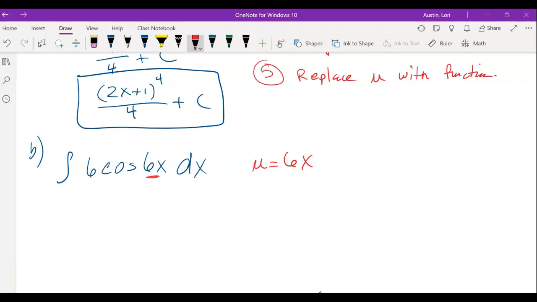Now, real quick, right under that, put down what the derivative of u is with respect to x. So we're going to include that dx. du is what? 6 dx. Now, there's my 6x. Now I need 6 dx. Do you see 6 dx? There it is.